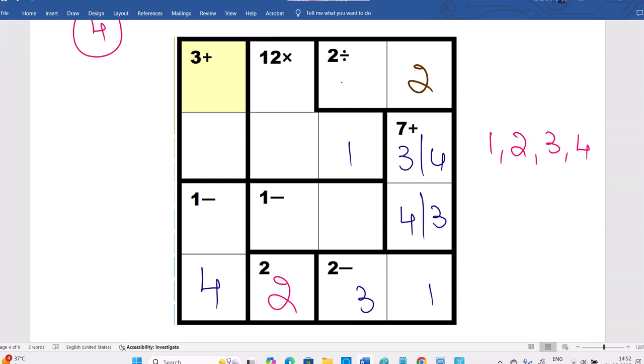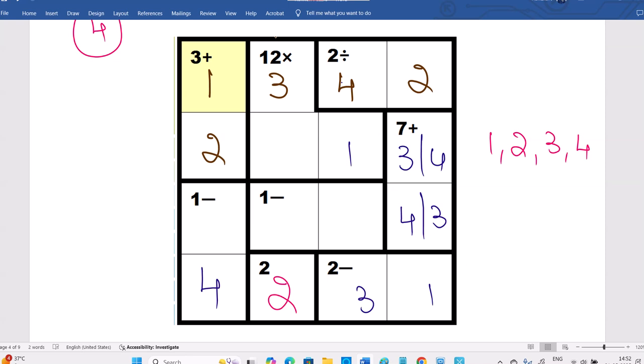Top will be 2. Next, I came to know here adding 2 numbers 3 is required, which means it should be 1, 2 or 2, 1. Okay, 2 is already here, 2 cannot come. It should be 1 and 2 only. Next, for 2 numbers division we require 2. 1 cannot come, so the only possibility is 4. 4 divided by 2, 2 satisfied. This should be 3, right.